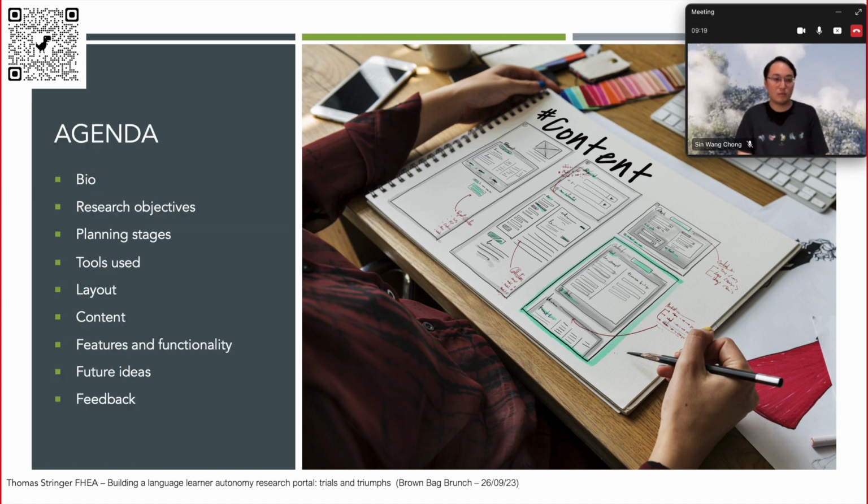Okay, so first I'll just talk a little bit about myself, and then in very broad brushstrokes, the objectives of my research that I'm hoping to do, and then talk a little bit about the stages I went through planning the website, what the different tools were that I used to create it, how I laid everything out, what I've prepared in terms of the content of the website so far, the different features and functions that there are, and the few ideas that I do have for how I want it to develop. And then I'm really hoping to leave some time at the end there for feedback from people here in the audience. Okay.